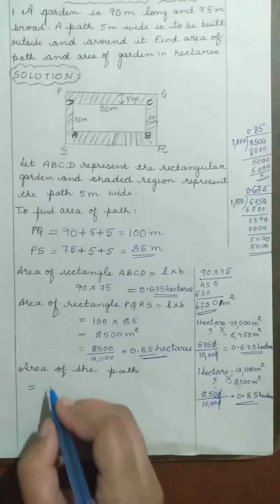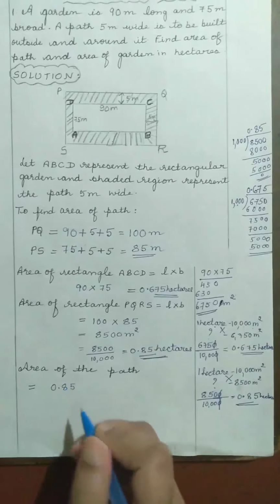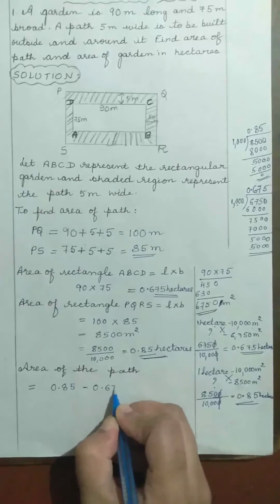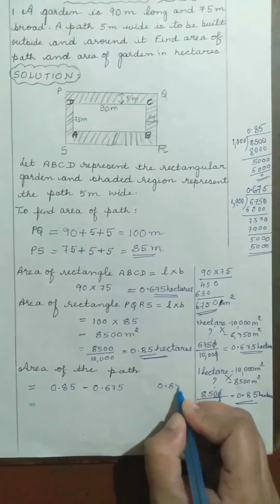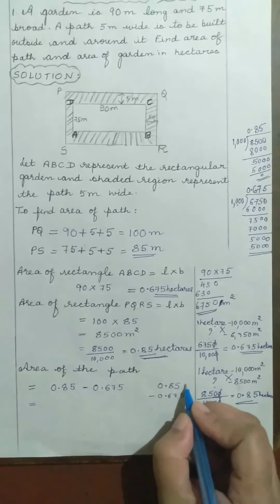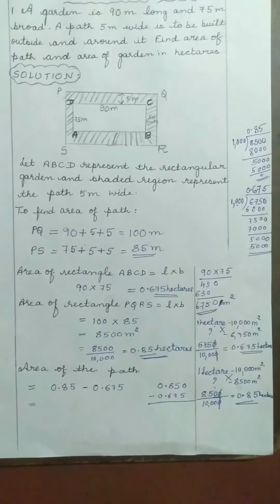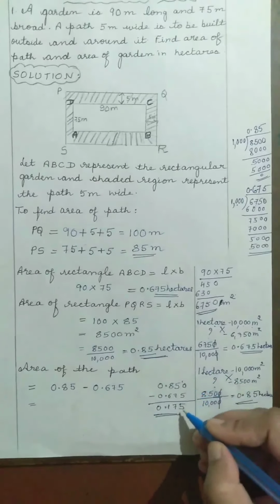Therefore, the area of the path is the area of the rectangle PQRS, which is having the greater value, minus the area of the rectangle which is having 0.675. So 0.85 minus 0.675. So on subtracting, in 0.85, take 0, then subtract. When we do the subtraction, 0.850 minus 0.675. So on borrowing it will be 10 minus 5, it is 5.